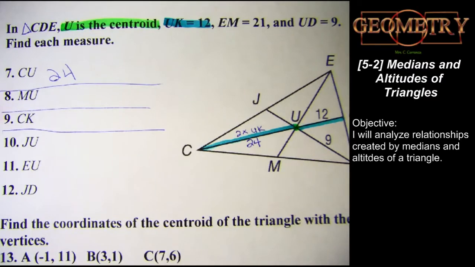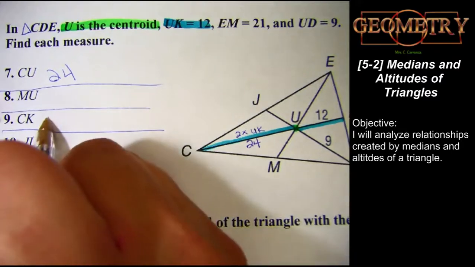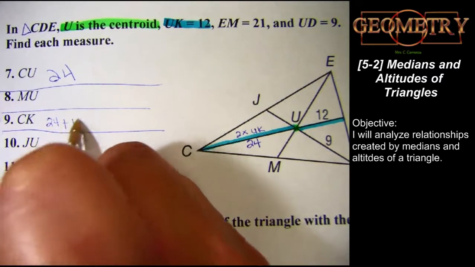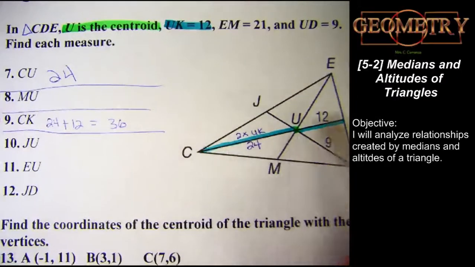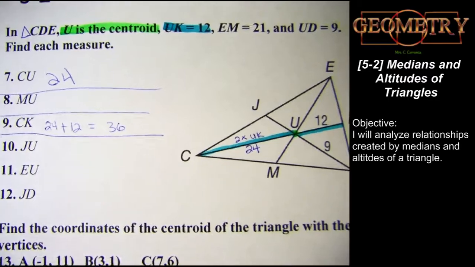36. How'd you get 36? 12 plus 24, or 36. You added up this piece and you added it to this piece. Nicely done.